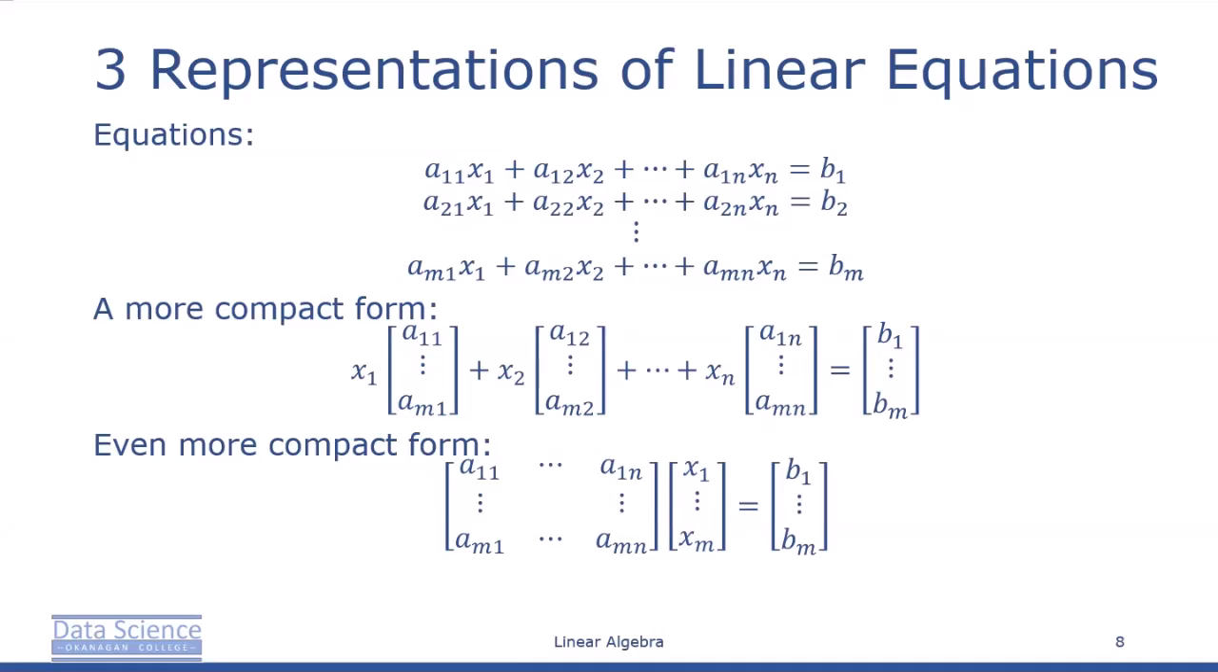So our more compact form is x1 times the vector a11 all the way down to an1 plus x2 times a12 all the way down to an2, etc., plus xn times a1n all the way down to ann is equal to b1 through bn. An even more compact form is when we take the vectors of coefficients, put them together as a matrix, multiply by a vector of x's, and make that equal to our vector of constants.